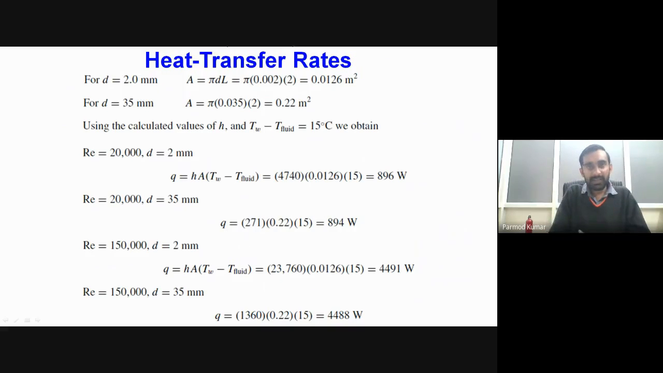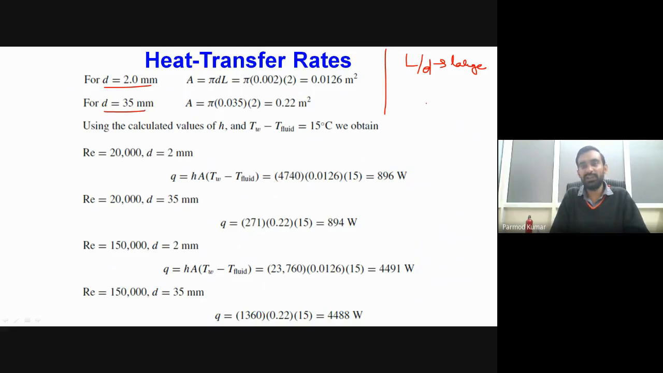Now let us first try to see the value of heat transfer coefficient also. So sorry, heat transfer rates also. So for heat transfer rates, if we have a pipe of 2 mm and another situation where we have a pipe of 35 mm, then obviously we have to select some length also in order to ensure the fully developed flow condition. Okay, so our L by D ratio should be large in order to ensure fully developed flow condition.